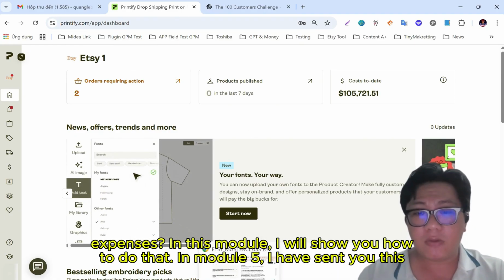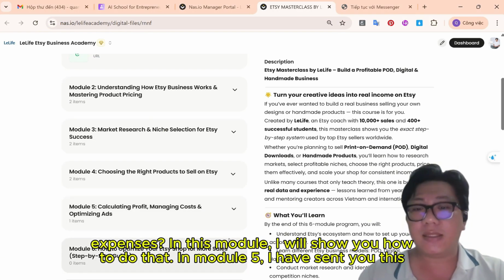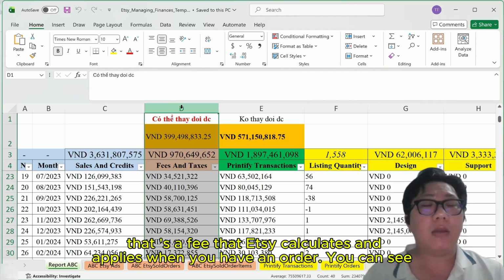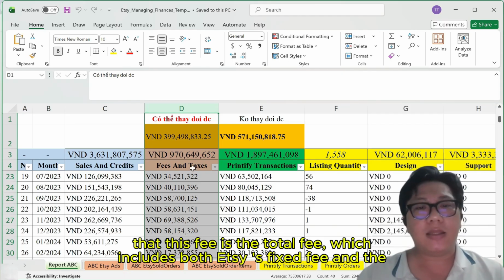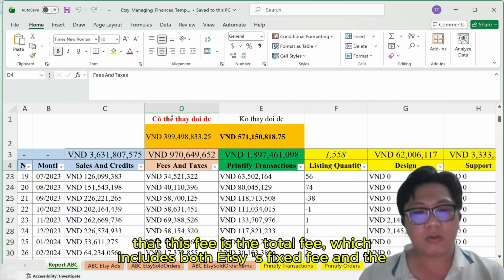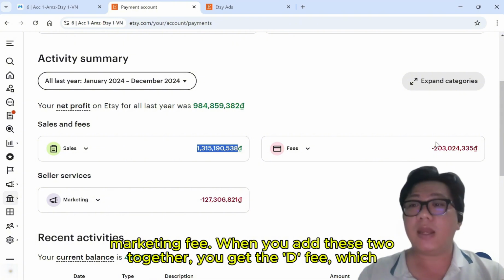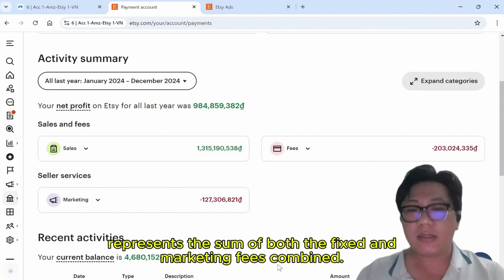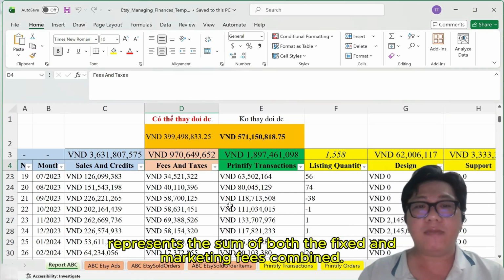So how do we calculate profit and manage our expenses? It calculates and applies when you have an order. You can see that this fee is the total fee, which includes both SC's fixed fee and the marketing fee. When you add these two together, you get the D fee, which represents the sum of both the fixed and marketing fees combined.